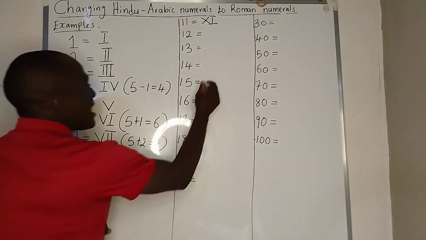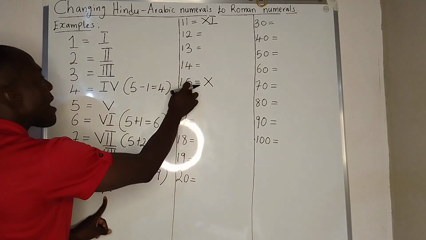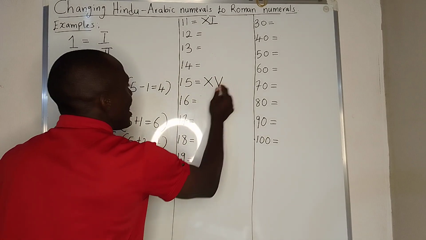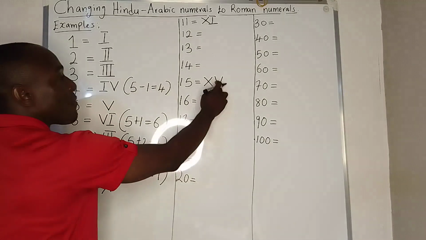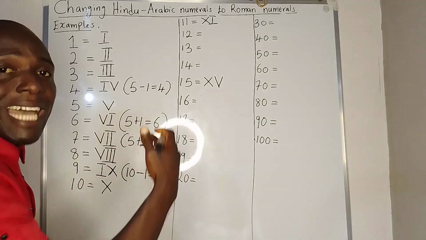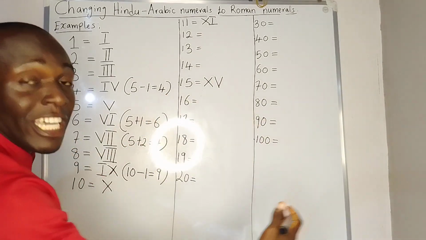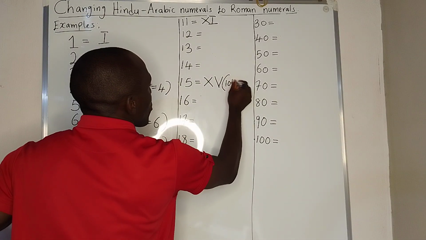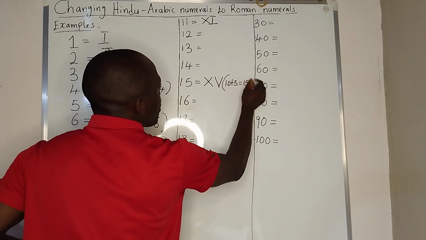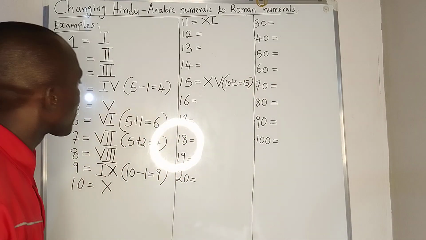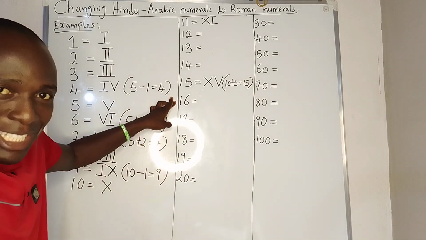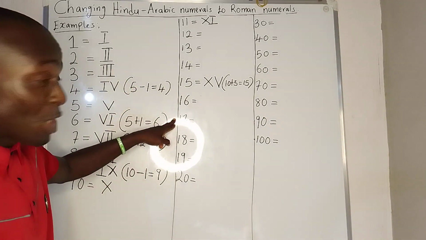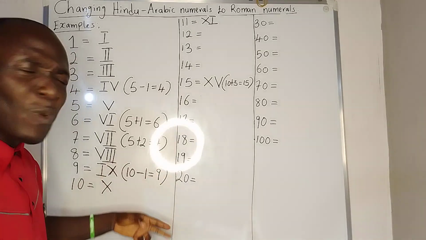What is my 10? It is X. And what is my 5? I can easily trace my 5 here, which is V. Remember, 10 is bigger than 5, because 5 is placed at the right-hand side, it signifies addition. 10 plus 5 gives me 15. Okay, my 16, you can still do it. You know how to manipulate it. 17, you can still do it. 18, you can still do it.